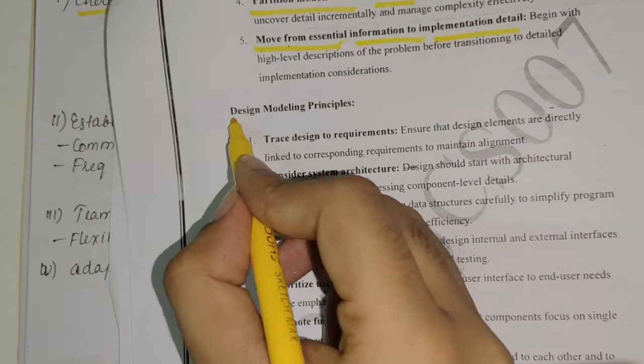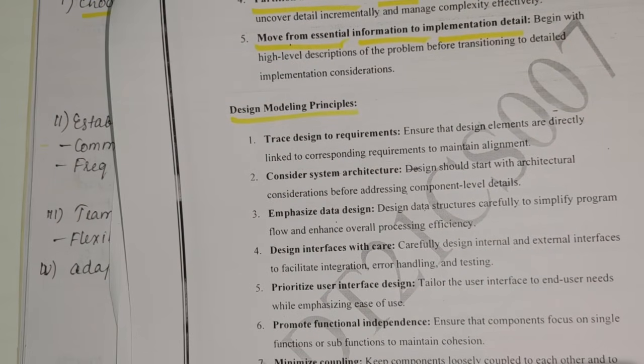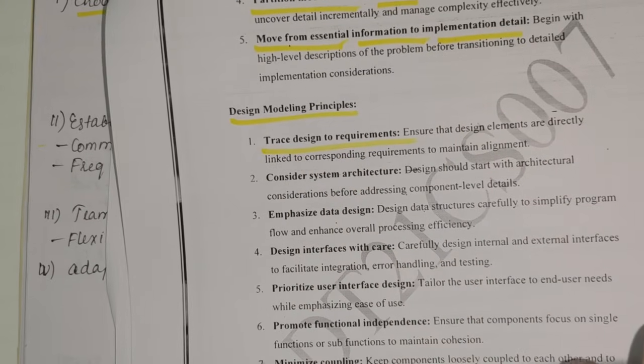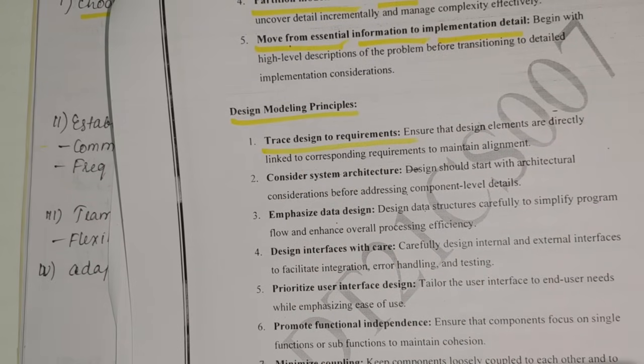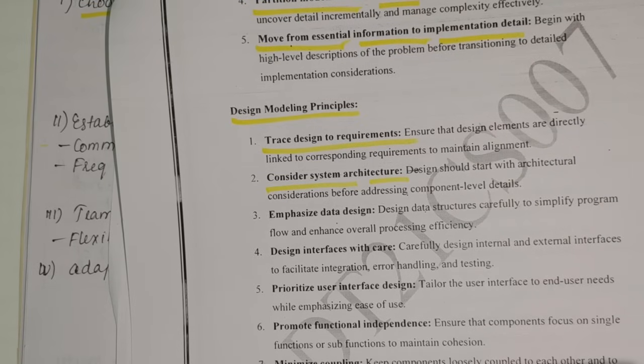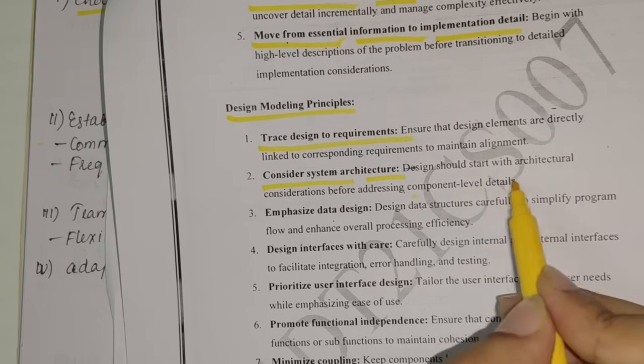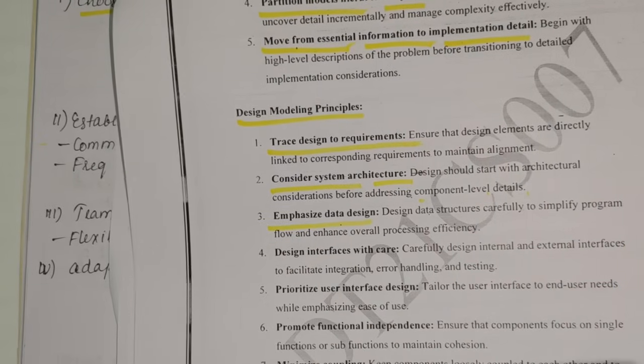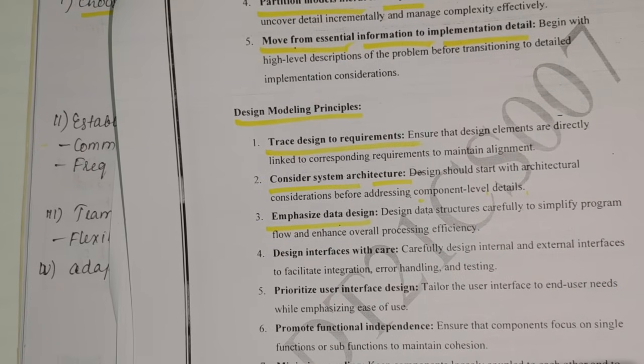Then design modeling principles. So in order to design the models, these are the principles to be followed. Track design to requirements. We should track the requirements and create the designs appropriately. We should consider the system architecture. So design should start with architectural considerations before addressing the component level designs. Then we should emphasize data design. We should look into the program flow and ensure that the data structures are properly used.